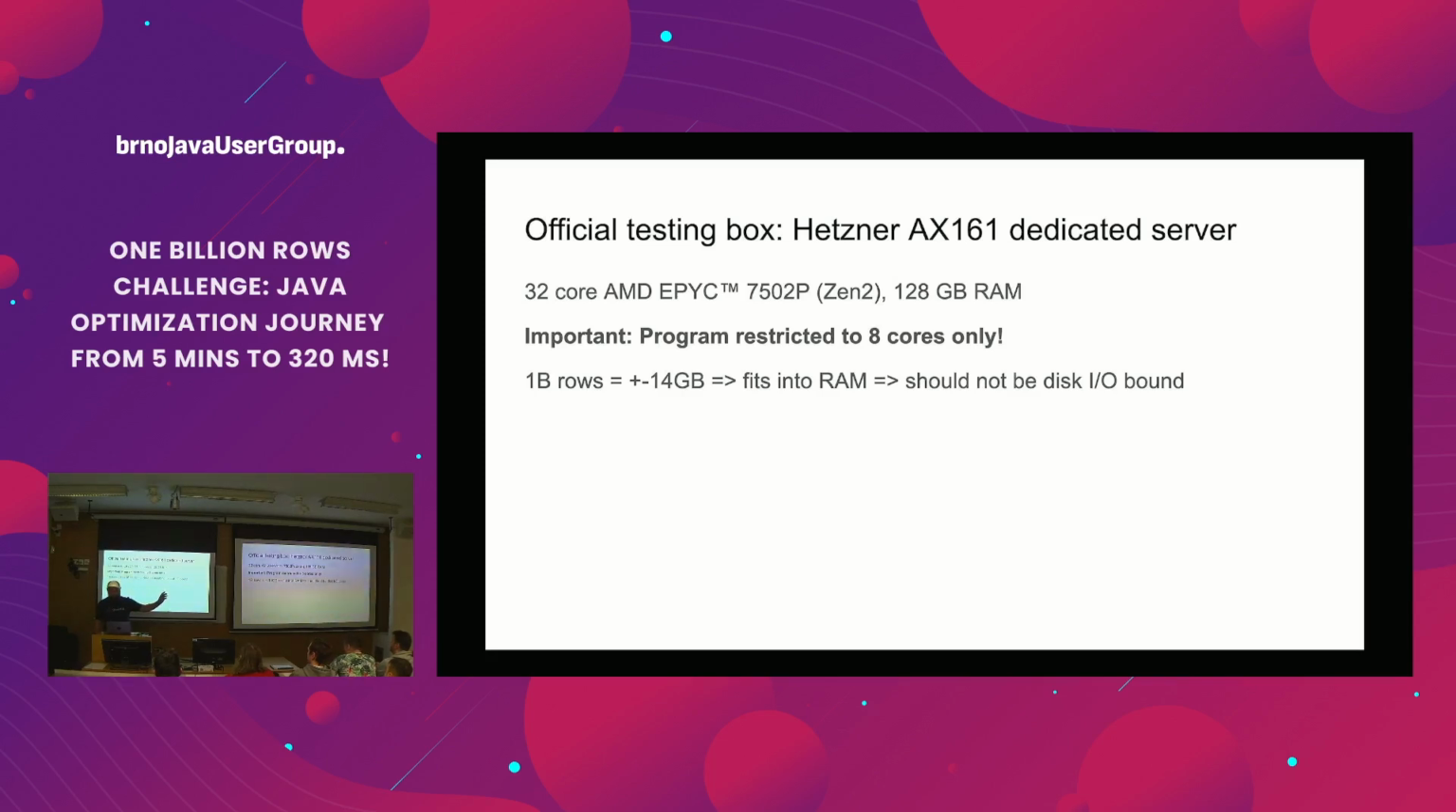Not too bad, right? So what's important is that this 14 gigs is less than available RAM. It means your program should not be bounded by I/O. It should not wait for disk, because if it is running 5 times in a row and it all fits in RAM, it should all be in this cache. Right? So we should be able to take advantage of this.